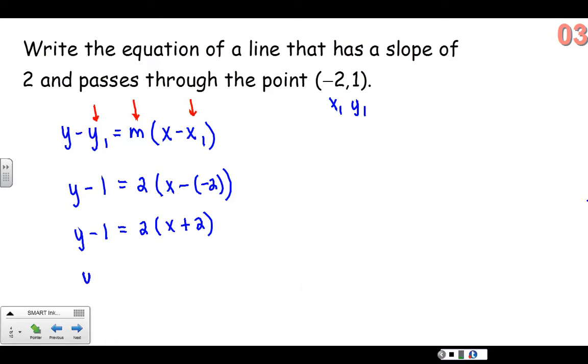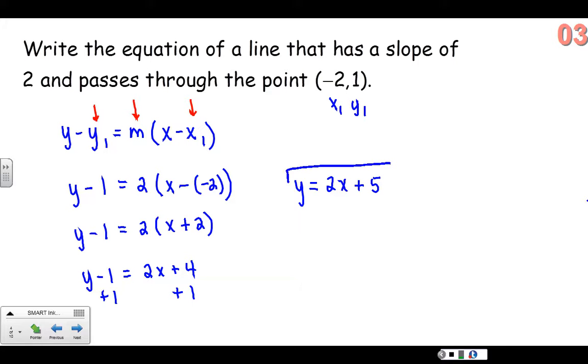So if I do the distributive property on the right side, 2x plus 4, I'm getting this close to looking like the slope-intercept form. The last thing I need to do is get that 1 away from the y. So it says minus 1, I'm going to add 1 to both sides. So my equation for my line in slope-intercept form would be y equals 2x plus 5.